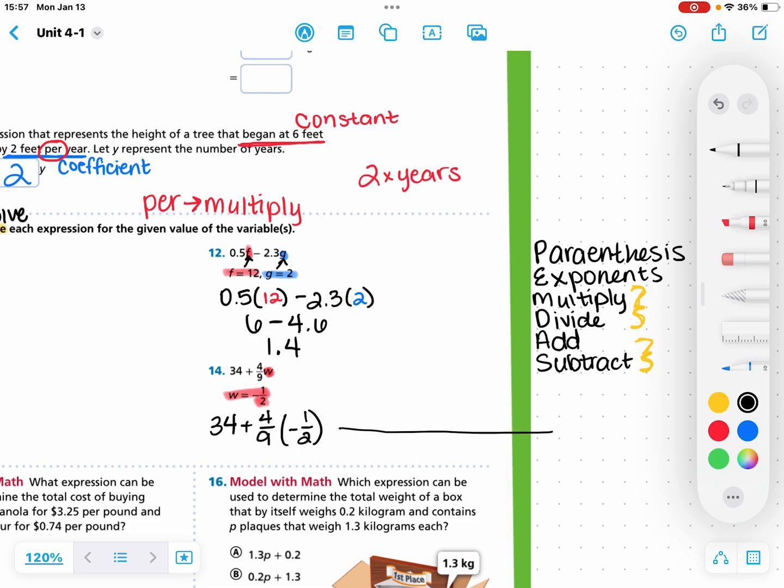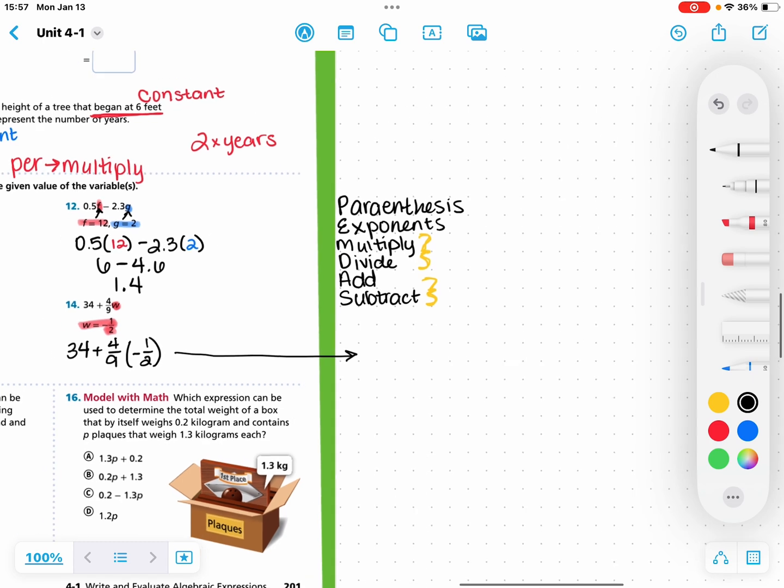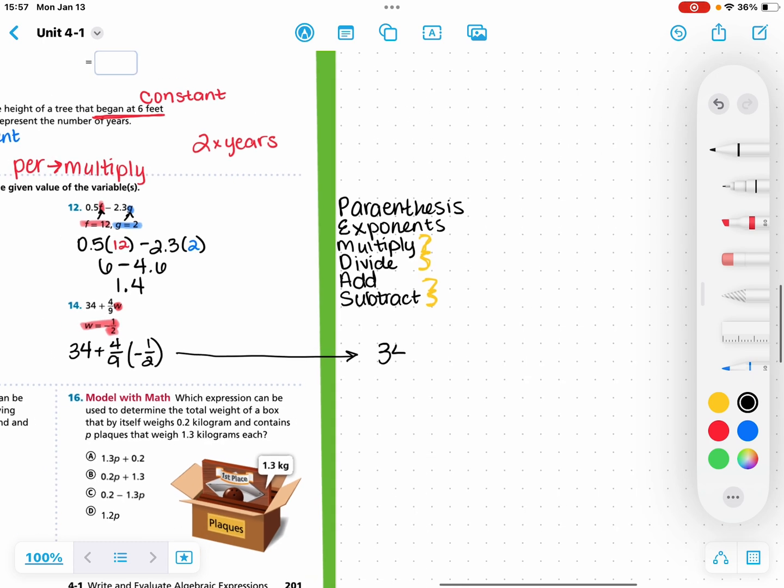Now, I'm going to move my work over to the side so I have a little bit more room and so I can really show what's going on here. 34, we're going to leave alone right now. We're not going to touch it. I'm also going to leave the plus sign alone for the time being. I'm primarily going to focus on this 4/9 times, because keep in mind if it's in parentheses, it's multiplication, a negative 1/2. I'm going to focus on what I just wrote in blue.